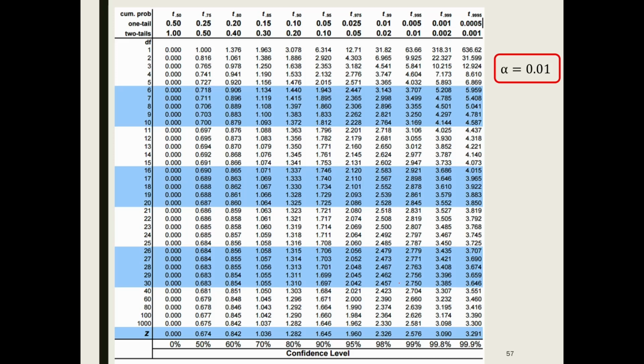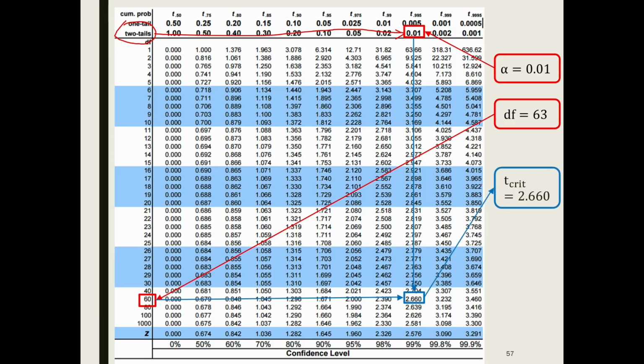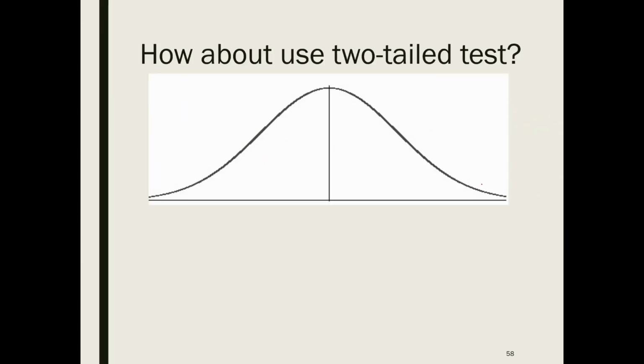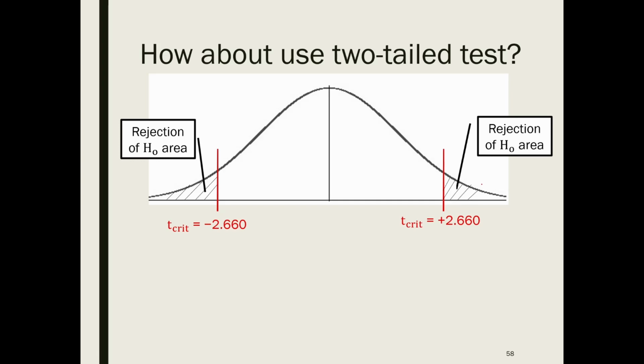So again, alpha level 0.01, degrees of freedom 63, but this time we are looking at a two-tail. So mark here, two-tail 0.01, degrees of freedom 60, so we get 2.66. And this time we do a two-tailed test, so the t critical will have a positive number, positive 2.66, and a negative number, negative 2.66. Okay, we mark the positive and the negative.